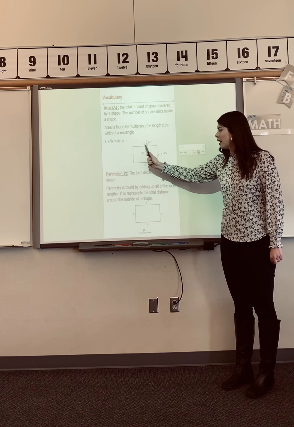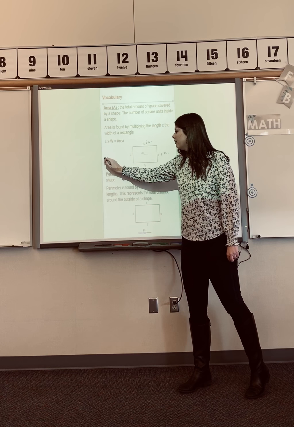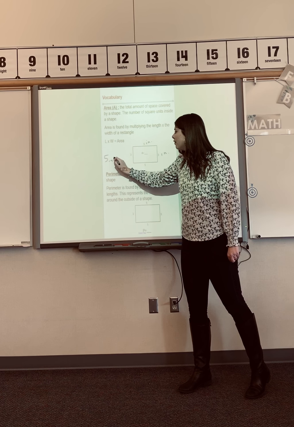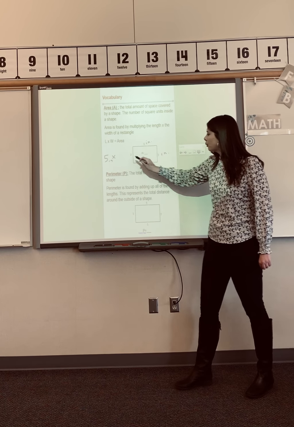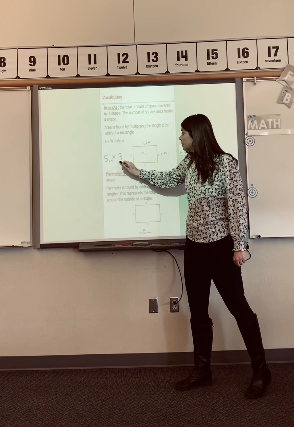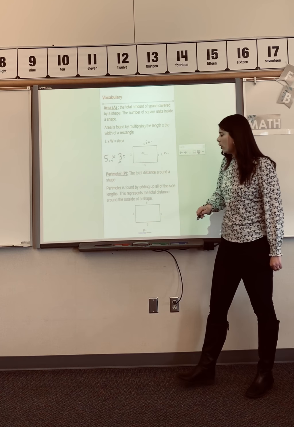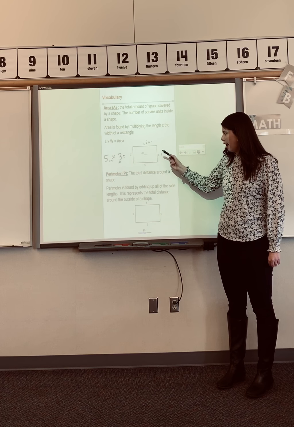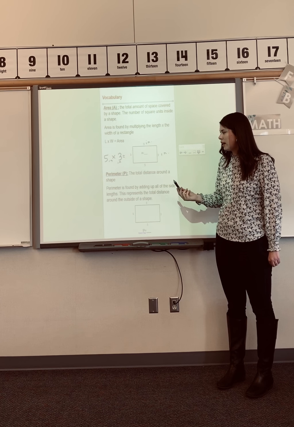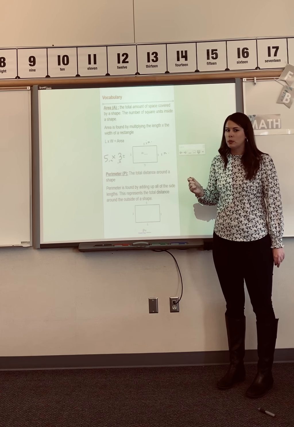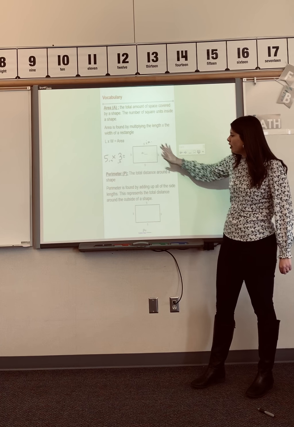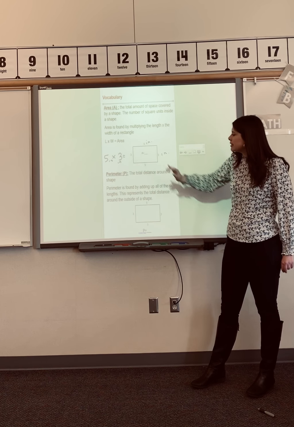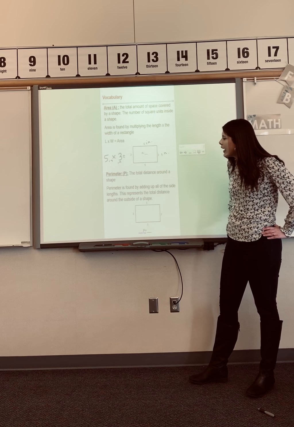The length, the side that's longer, is 5 inches, and the width is 3 inches. To find area, I know all I do is multiply 5 times 3, the length times width. So I know right away, that's one of my benchmarks, that the area of this rectangle is 15 square inches.